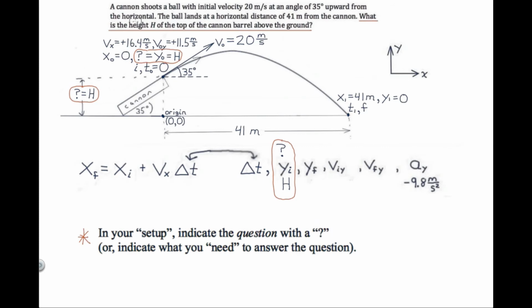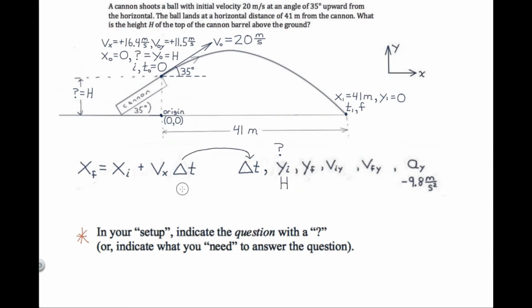The question is asking us for the value of h. We've determined that y initial will equal h. So we write a question mark above y initial, and underneath that we write the more specific symbol h. So our plan is to use the kinematics equation for the x component to determine delta t. Then we will substitute our result for delta t into our setup for the y component. Then we will use a kinematics equation for the y component to determine h.